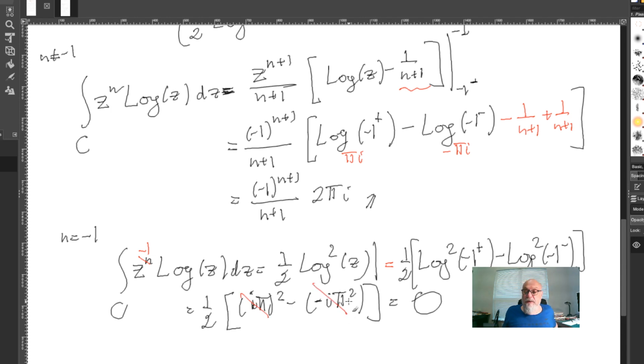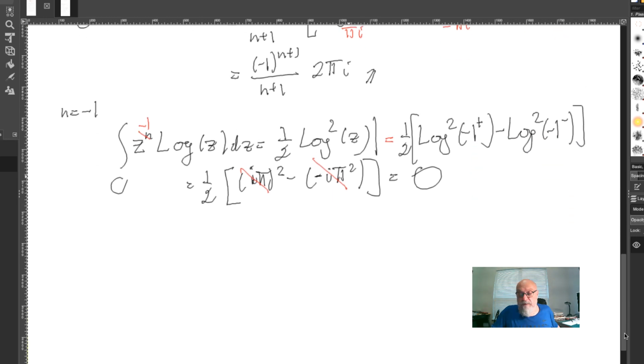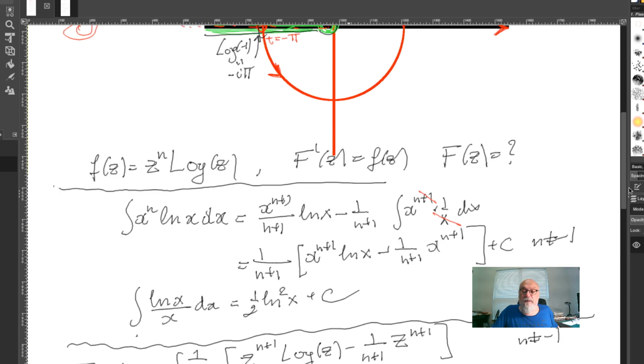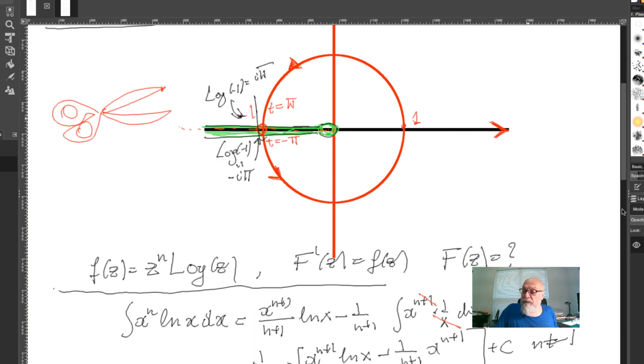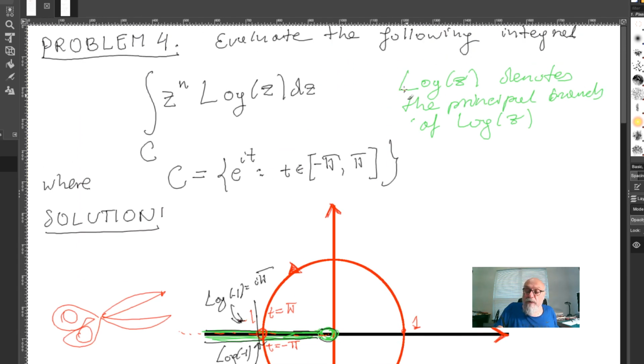So we got the answer. We got the answer for this integral. So we should understand that in this case, the logarithm was chosen to be the principal logarithm.